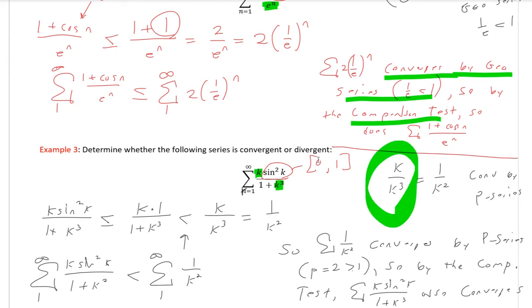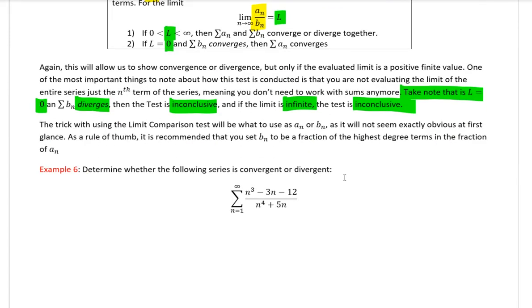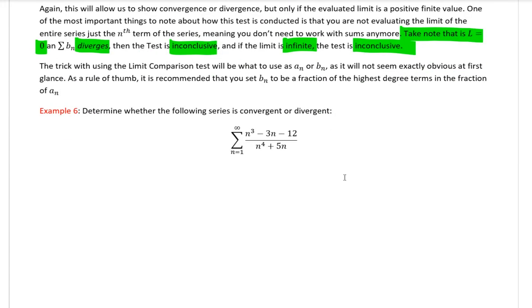If this didn't work out and I had 1 minus k cubed on the bottom or something, or negative 1 plus k cubed, and I still want to compare to 1 over k squared more or less, then I could do that with a limit comparison test using b sub n as 1 over k squared. So I still want to think about what I would have wanted to compare to, and that's going to be my summation I work with as b sub n.